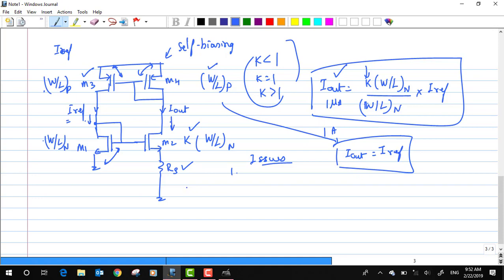So I have two variables to control the amount of current that I out has to have. Is that clear? I need a variable to control a particular current to be generated out of the circuit. And now I have two variables. One variable is the factor K, and the other variable is my resistance. Clear? So let us try to understand how this happens.